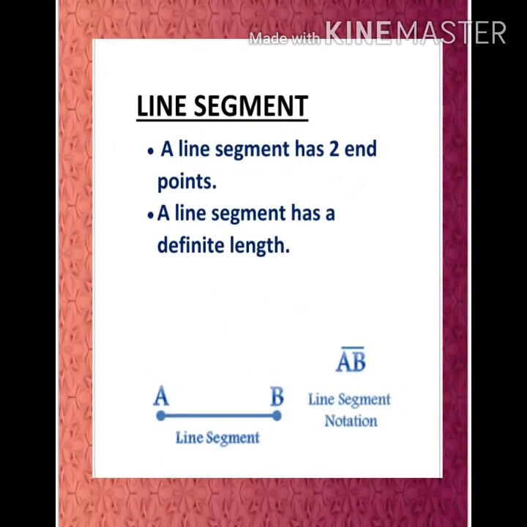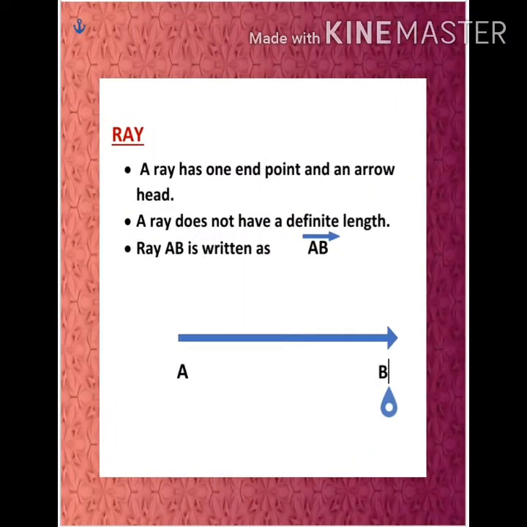A line segment is a part of a line. It has two endpoints. A line segment has a definite length. Here you can see that AB is a line segment with two endpoints. A ray has one endpoint and an arrowhead. A ray does not have a definite length. Here you can see that AB is a ray with one endpoint and one arrowhead.